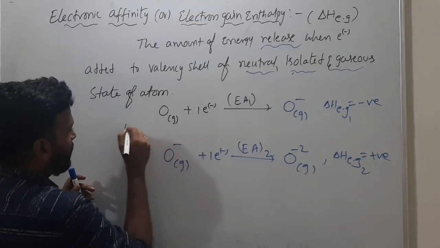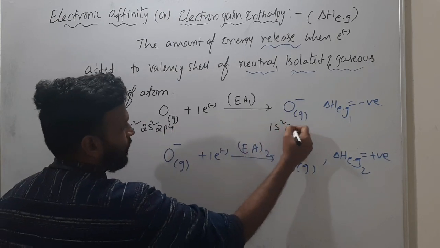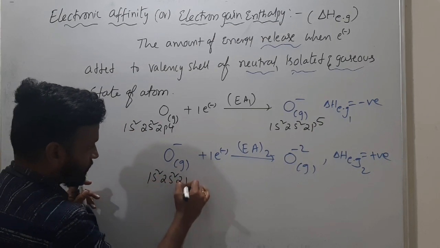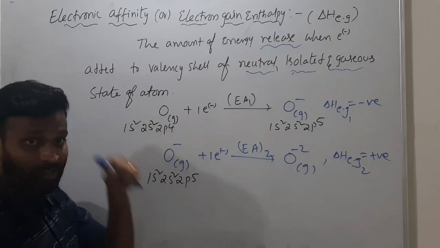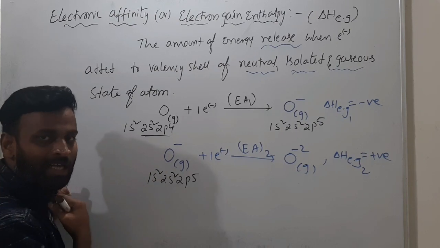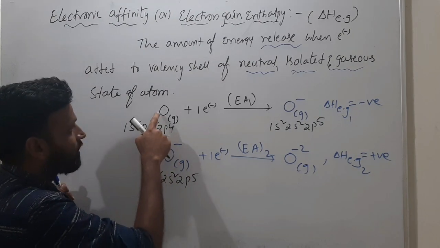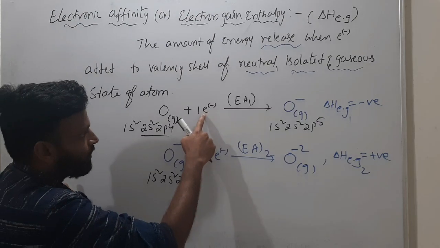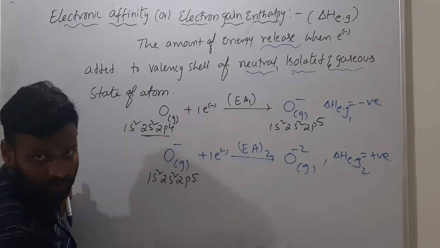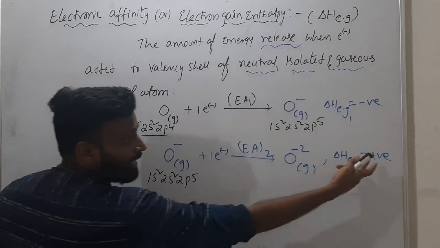See here, the oxygen electronic configuration is 1s2, 2s2, 2p4. O minus is 1s2, 2s2, 2p5. Actually oxygen can take 2 electrons. 2 plus 4 is 6 electrons for a neutral oxygen atom, and octet means 8 electrons. When you add 1 electron, it is not enough: 2s2, 2p5, 2 plus 5 is 7 electrons. It can take one more electron, so it should be negative, no?